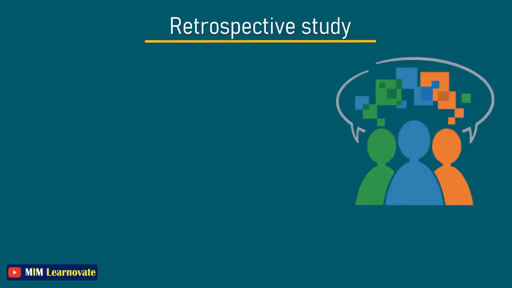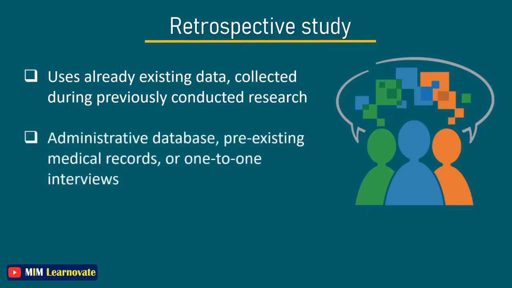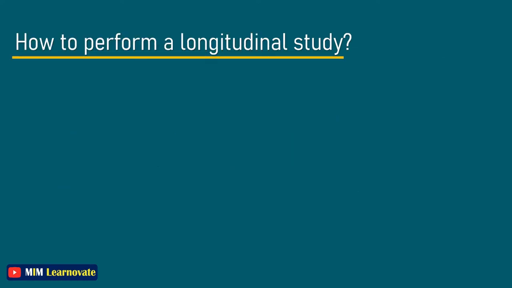Definition of retrospective study. A retrospective study uses already existing data collected during previously conducted research with similar methodology and variables. While doing a retrospective study, the researcher uses an administrative database, pre-existing medical records, or one-to-one interviews to gain insights about a population.